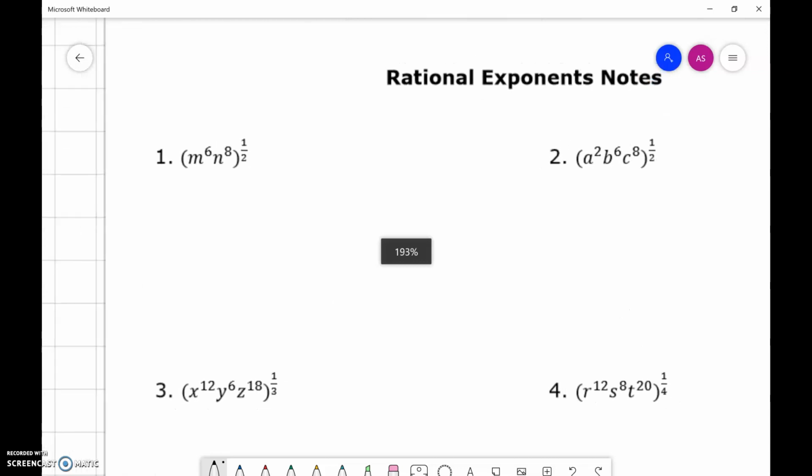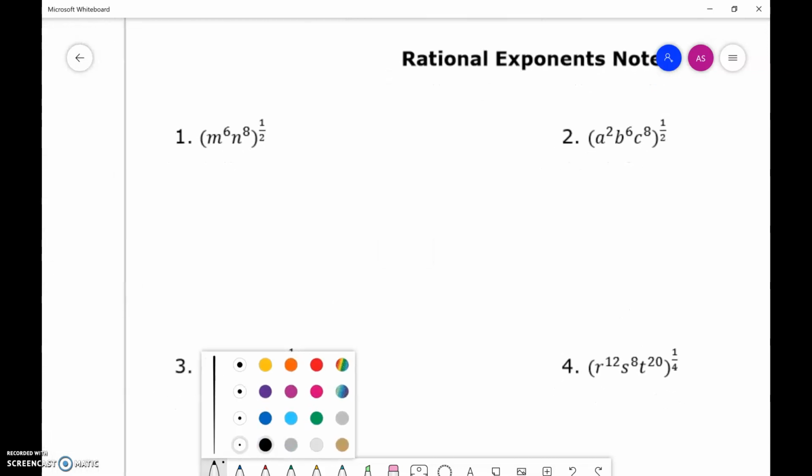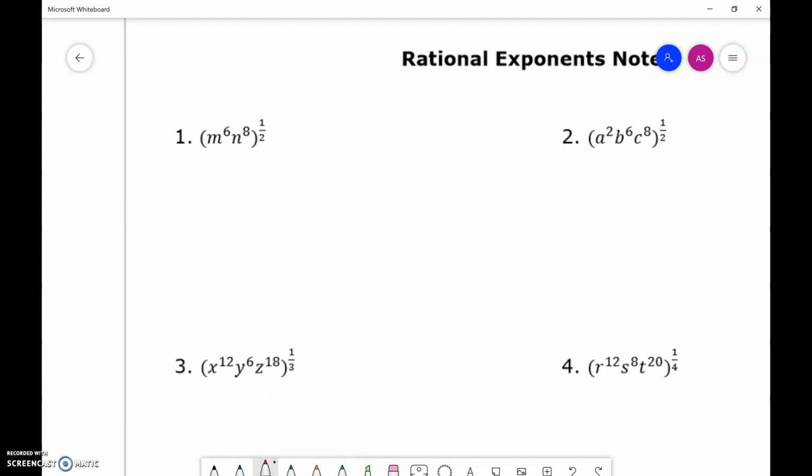Two things I want you to do. We're going to rewrite it, and then we're also going to simplify. So if you look at this, the power to a power rule should come to mind, because all I need to do is take that 1/2 and apply it to both of my exponents by multiplying. So again, if you get confused with fractions, just put that in a calculator. But you have 6 times 1/2, that's going to be m to the 3rd. And you have 8 times 1/2, that's n to the 4th.